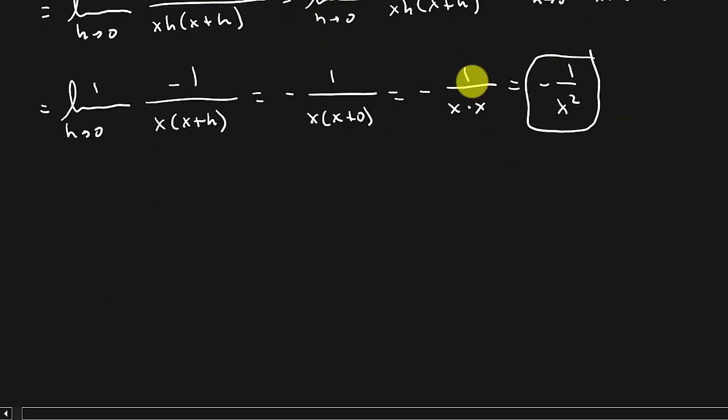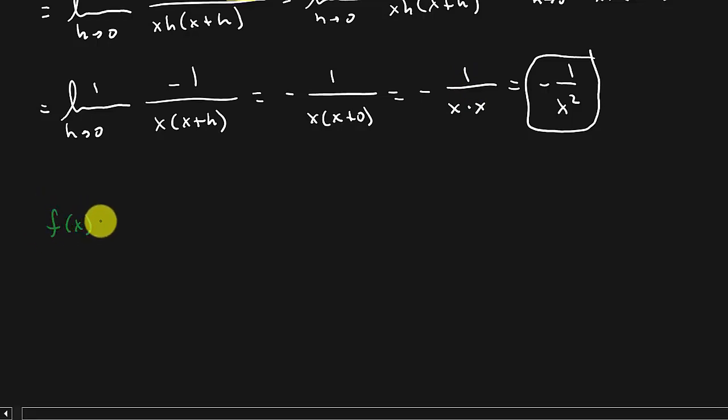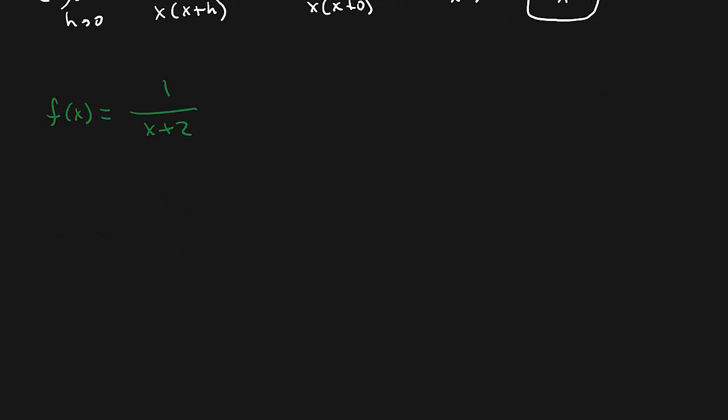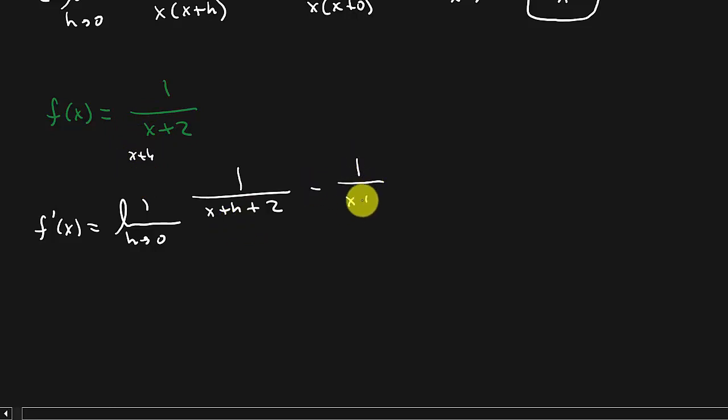And look, you may even have something a little more complicated. Let's say they wanted you to find the derivative of 1 over x plus 2. Well, what would that derivative be? Well, f prime of x is equal to the limit as h goes to 0 of 1 over x plus h plus 2, right? I'm replacing this x with x plus h, okay? Minus 1 over x plus 2, all that divided by h.